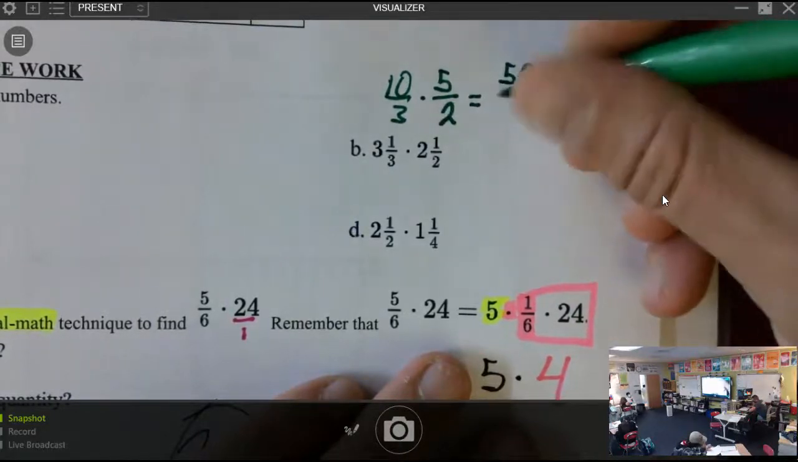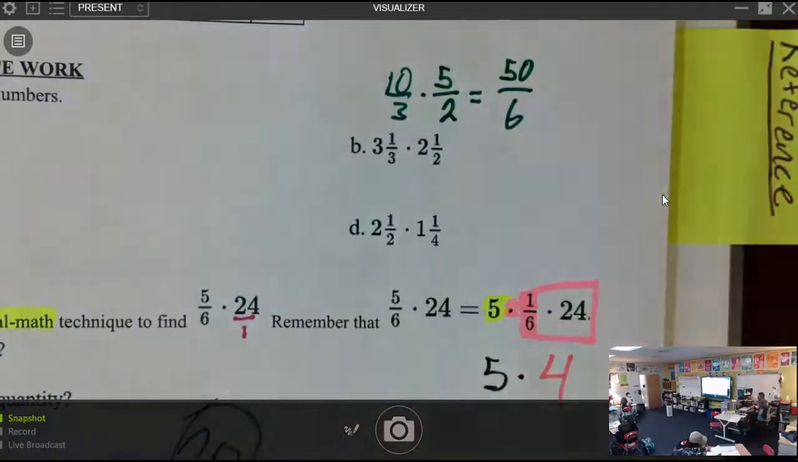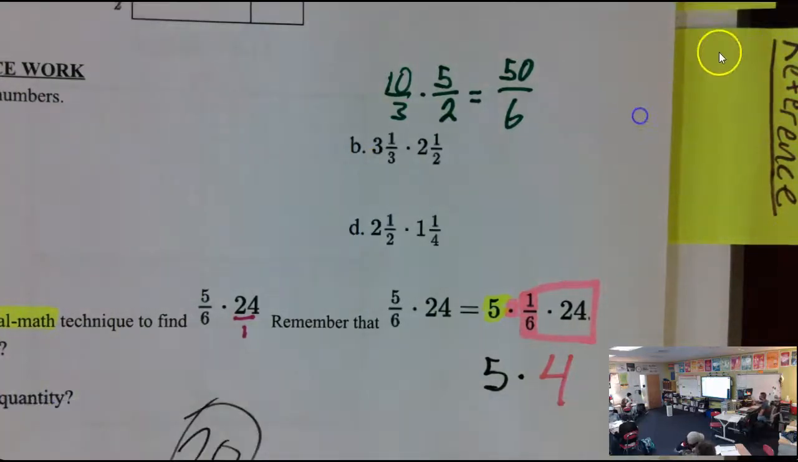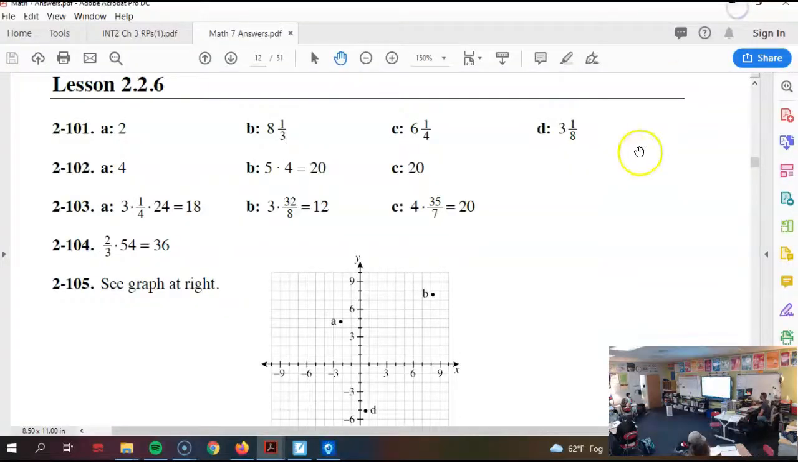There is a new thing up on our dry erase board. When bad words get written, they get censored. So if you need that reminder when you're doing work in here, check out the dry erase board to remind you how to multiply your fractions. C, 6 1/4, and D, 3 1/8.